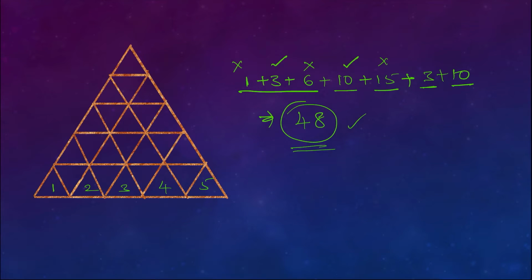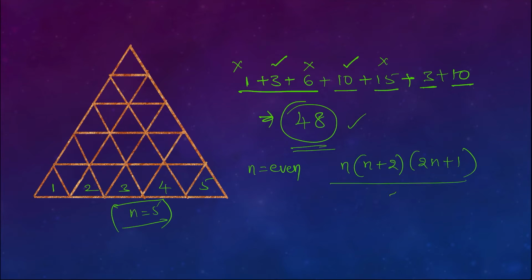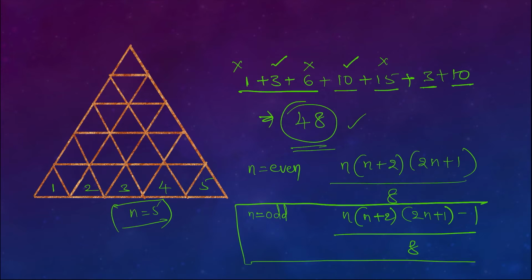So this is a short trick for finding the number of triangles. Here the formula is also there. The formula for n equal to even: if n is even, what is the formula? Here n is equal to 5. n into n plus 2 into 2n plus 1 divided by 8. If n is odd, n into n plus 2 into 2n plus 1, minus 1, divided by 8.